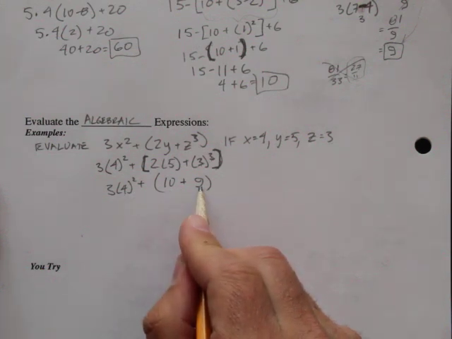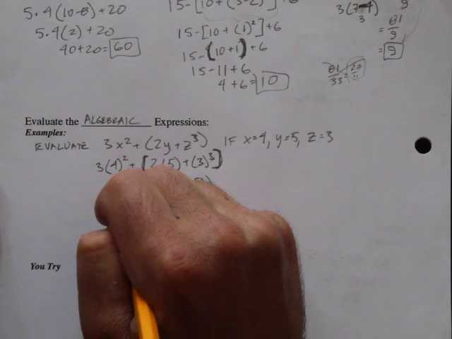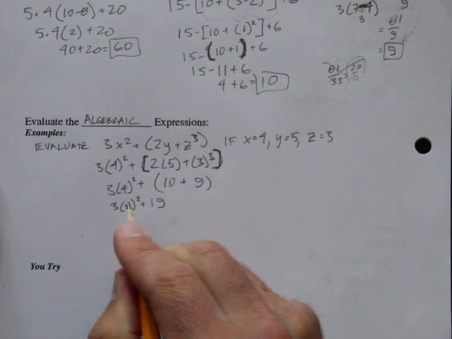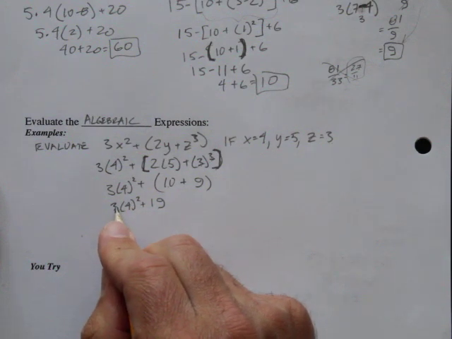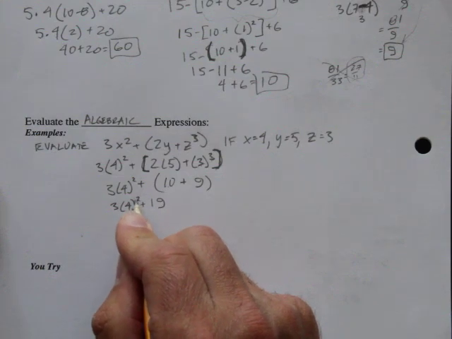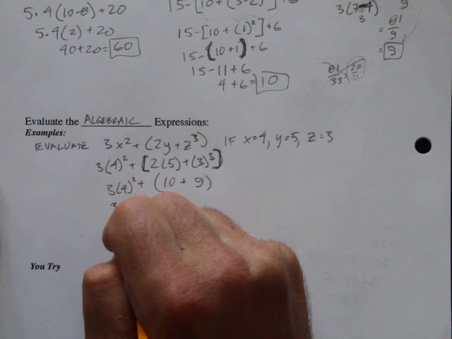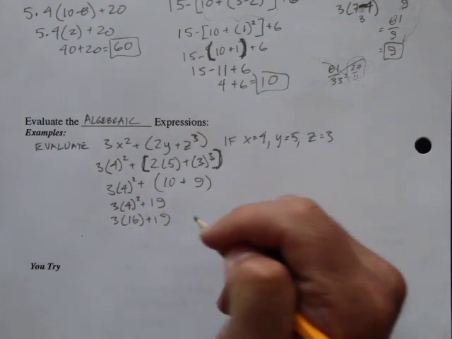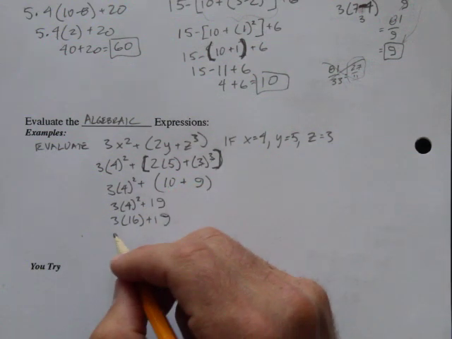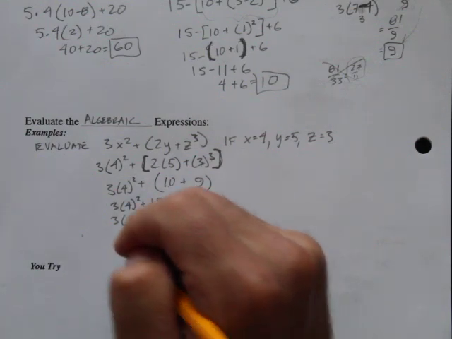Now I've got these parentheses here. 10 plus 9 is 19. 3 times 4 squared plus 19. Now here I do not multiply 3 by 4 yet. I need to do the exponent first. 4 times 4, that's 4 squared, is 16. So 3 times 16 plus 19, sorry. 3 times 16, that will give me 48.